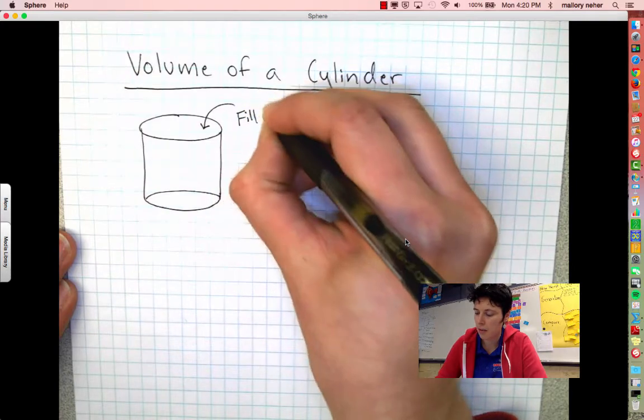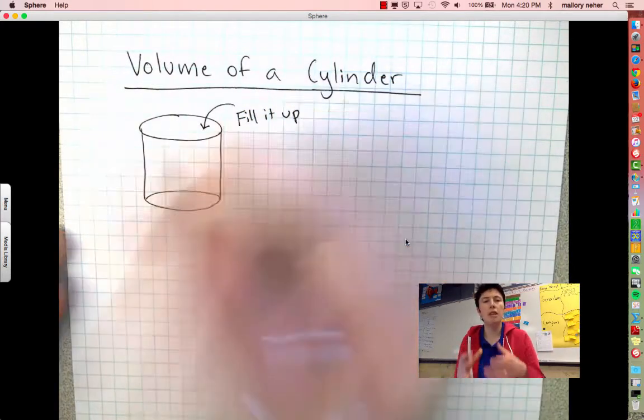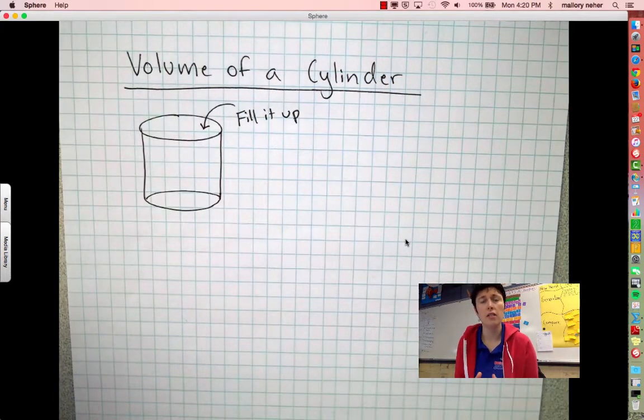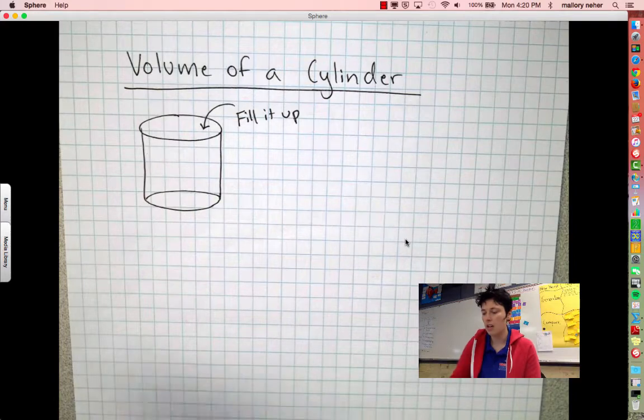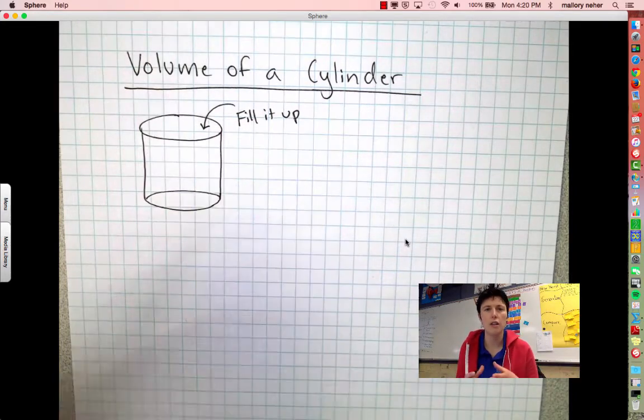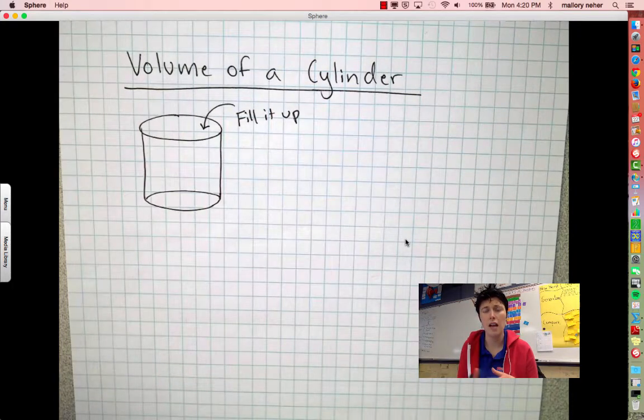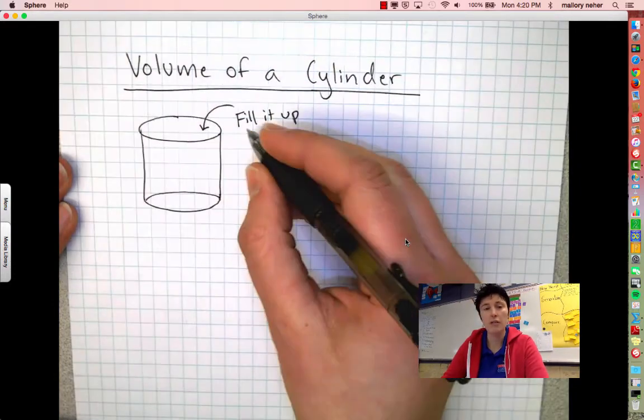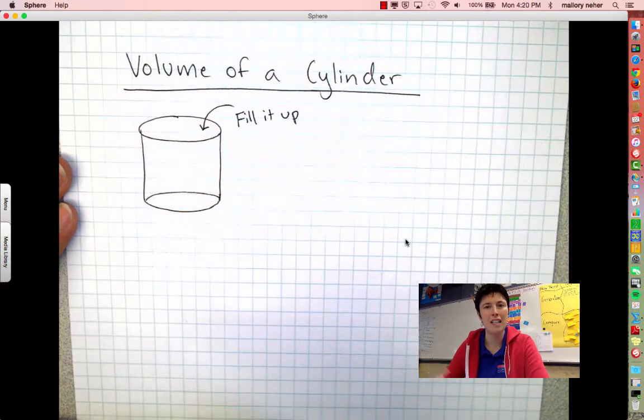For instance, if you had a big can and you wanted to fill it up with water, volume is the amount of water that would go into that can. Or it can be lots of things. Like if this was a cylinder shaped jar that you wanted to fill up with candies, how many candies fit in the jar? That's volume. Or if you wanted to fill it with sand or rocks, whatever you want to fill it up with can be measured in terms of volume. So volume is a measurement of how much space is inside the object.